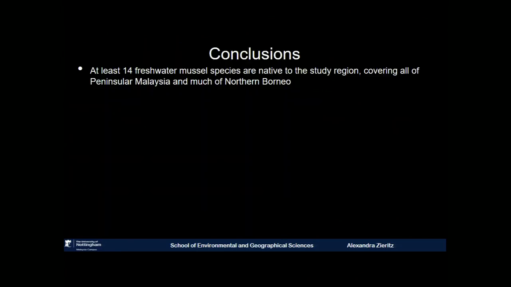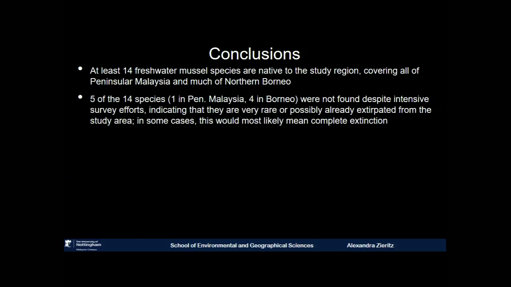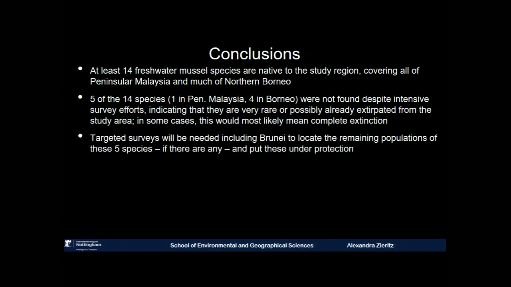So my conclusions are that there are at least 14 mussel species native to the study region. 5 of these 14 species I couldn't find, so they will be very, very rare, maybe already extirpated in this area. If they are extirpated in this area, some of them will be extinct. And this is very likely a similar situation for the rest of Sundaland.